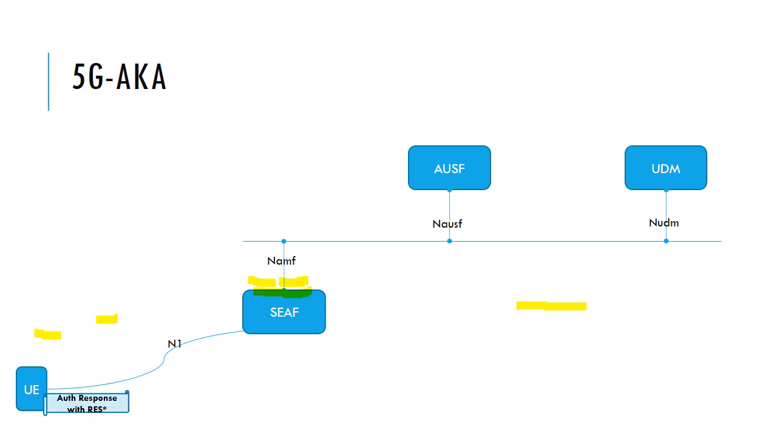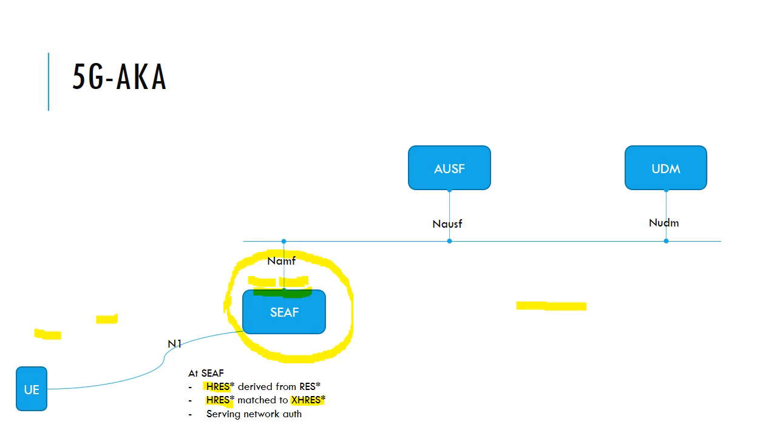Now the UE will send the response that it calculated back to SEAF. SEAF will derive the hashed response from the response it received from the UE. If that hashed response matches the expected hashed response, then serving network authentication is done. I would like to tell you one thing here: in 5G we have two stages of authentication. One is the serving network authentication, done by the serving network, and the second, which we'll do in the next message, is the home network authentication.